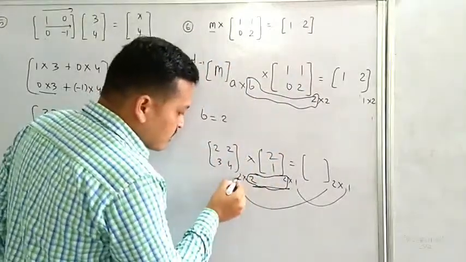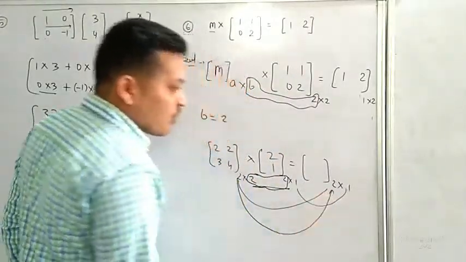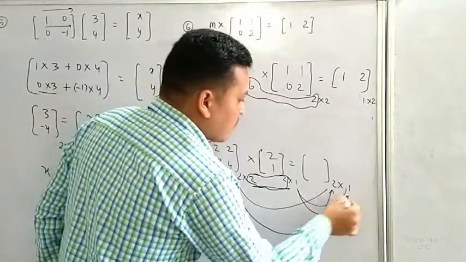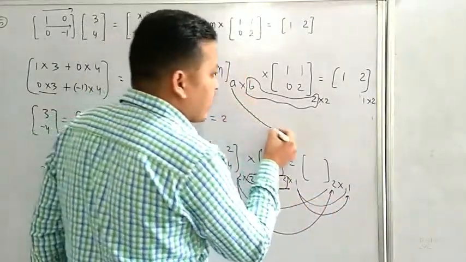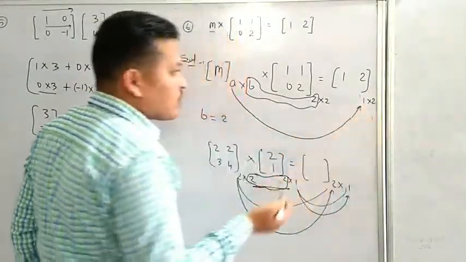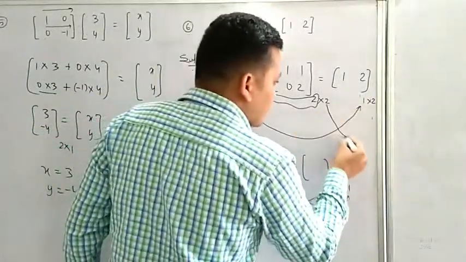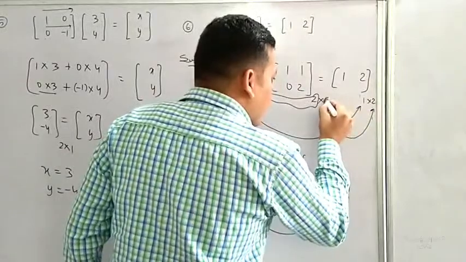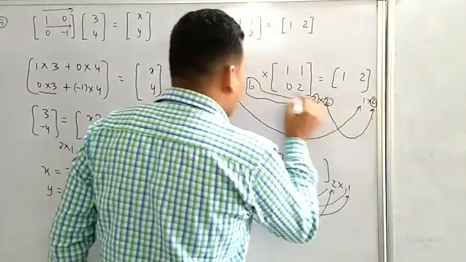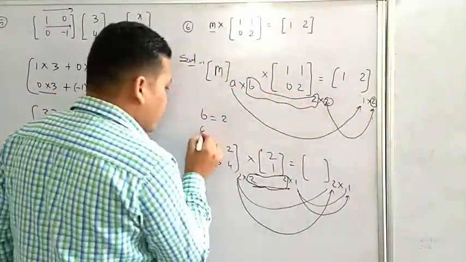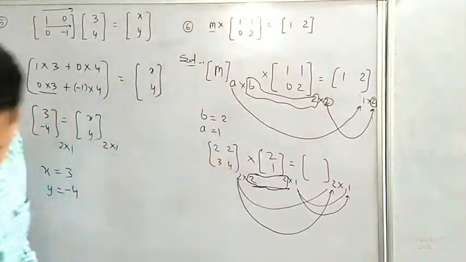Now what do we do? This 2 is equal to this part, and this 1 is equal to this one. So we can take here a is equal to 1, according to this condition. And what is remaining? This 2 is equal to 2. When they are equal to each other, 2 is equal to 2, this 2 is equal to b, so a equal to 1.